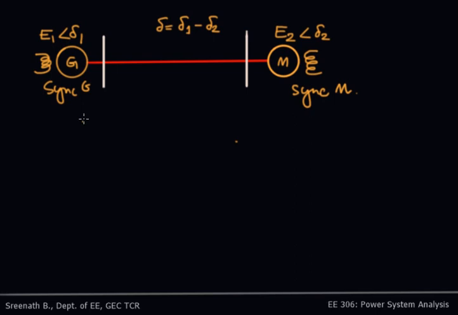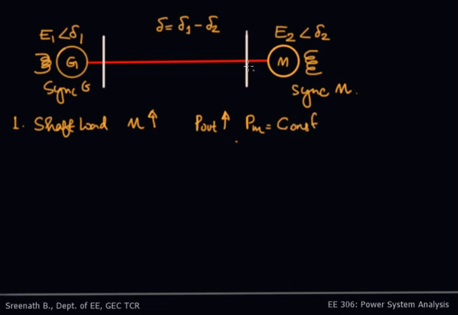Now we'll take two cases. For case 1, assume that the shaft load of the motor is increasing. Shaft power of the motor is increasing, so P out increases, and P in remains fixed or constant. The input power to the motor is not changing, only the output power is increasing. In such a case, the machine will decelerate because the stored energy in the rotating mass will be converted to mechanical output. So your machine will decelerate and your delta will increase. Delta is the angle difference between your rotating frame and the rotor. So delta 2 will increase, and that will affect this value: delta 1 minus delta 2 will be changing.